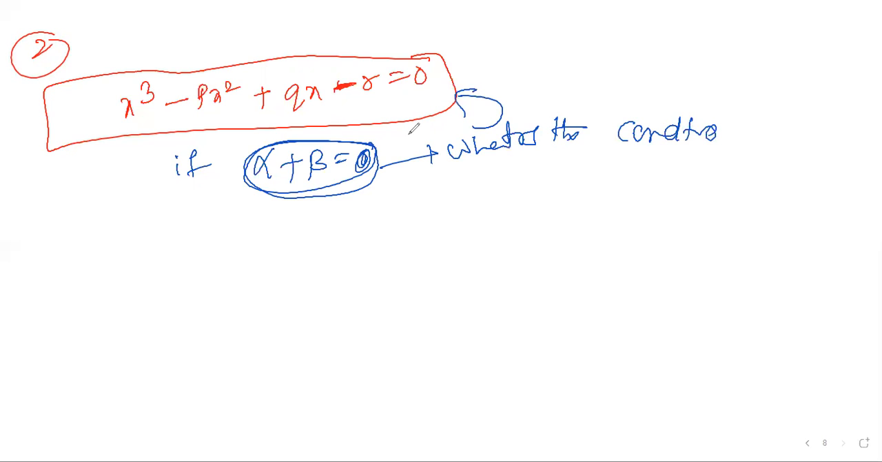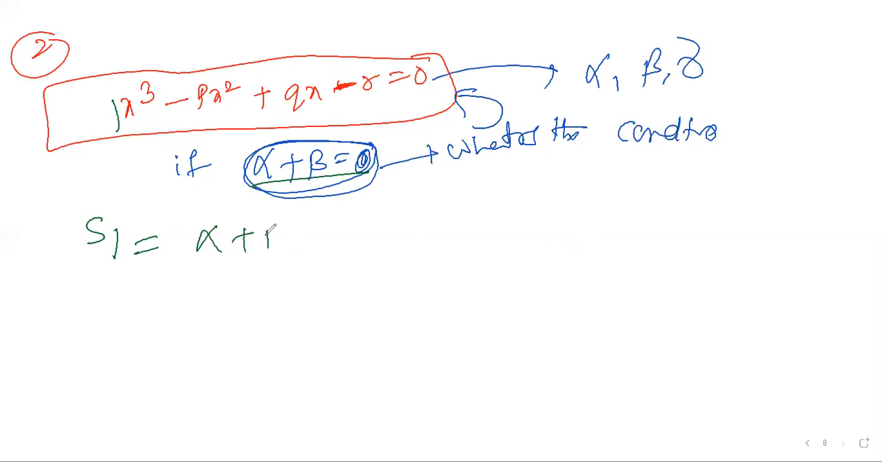Okay, so your thing is very simple. First, we need to find the roots. What is the third order equation? What are the roots? Alpha, beta, gamma. I told you many times, for any question, first you find S1, S2, S3. Here, the sum of the roots, S1, is alpha plus beta plus gamma equal to p.